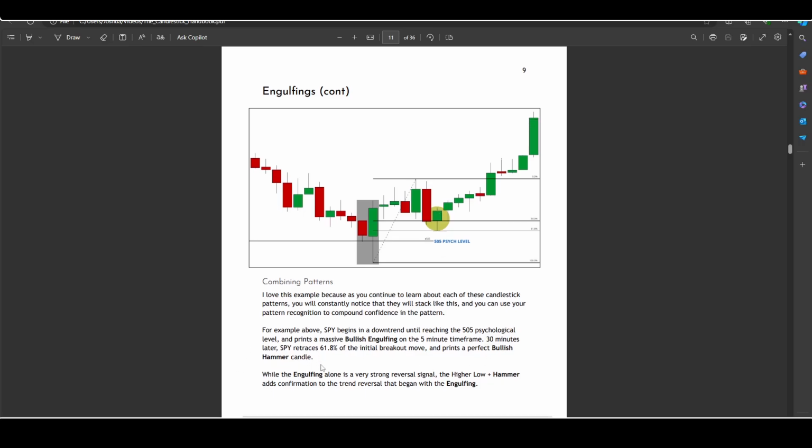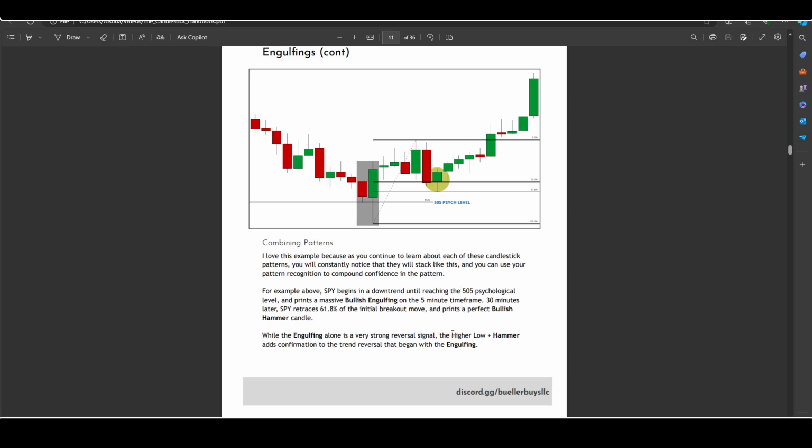While the engulfing alone is a very strong reversal signal, the higher low plus the hammer stacking on top of that adds confirmation to the trend reversal that began with the engulfing. So this wasn't just by itself anymore, where it started, went lower, and then finished higher. It was also followed up by a higher low of this breakout's move before a slowdown occurred, and it actually held it with another bullish confirmation. So that's just cool. Again, combining patterns.